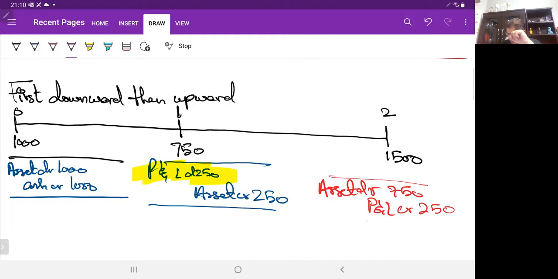So revaluation reserve will be credit 500. Right? So that's the treatment for the scenario 4. And I hope you get it till here.